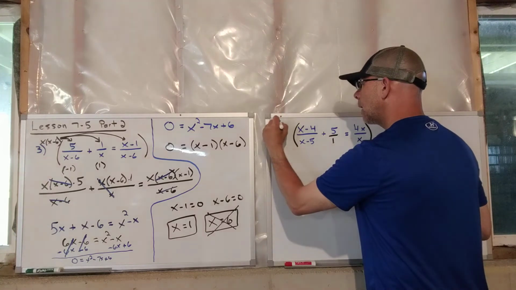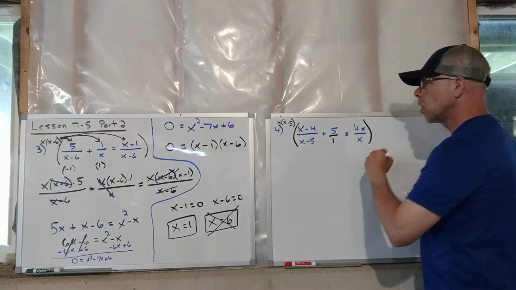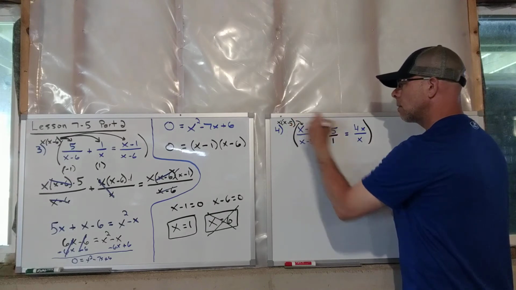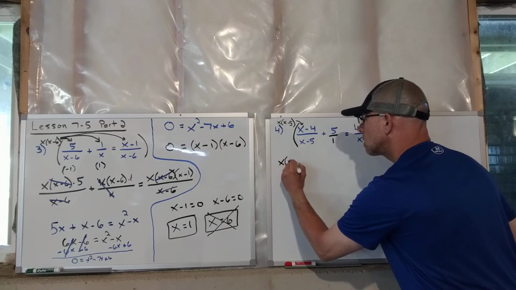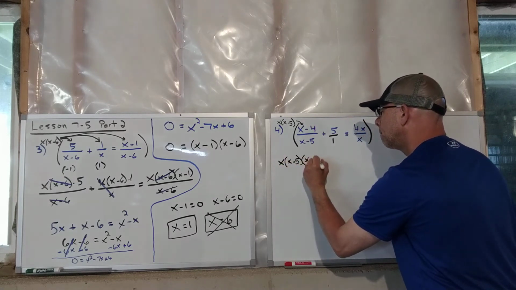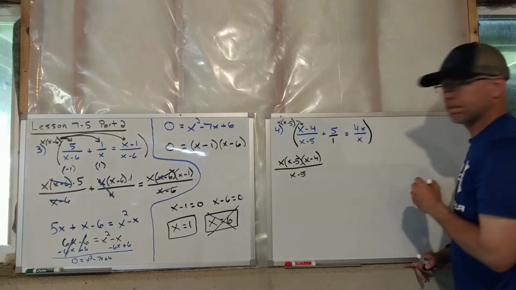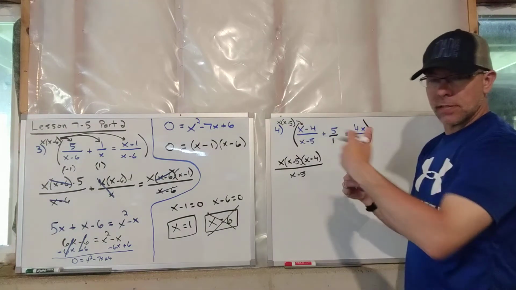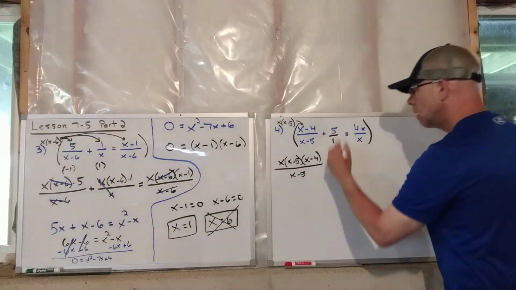X times x minus 5. So that starts out by going to this numerator, which will be x times x minus 5 times x minus 4, all over x minus 5. See, no multiplication yet, because I need to reduce, and I won't see it if I multiply yet.